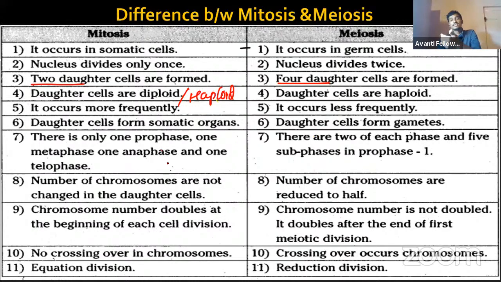Mitosis has 1 stage in everything, but meiosis has 2 stages. In mitosis the chromosomes are not changing at all, but in meiosis the chromosome number is changing, okay? The chromosome number doubles at the beginning of each cell division, but in between it doesn't double, it only doubles initially, right? So there is no crossing over in mitosis, but in meiosis crossing over can be seen, and it's an equational division in mitosis and a reductional division in meiosis, okay?